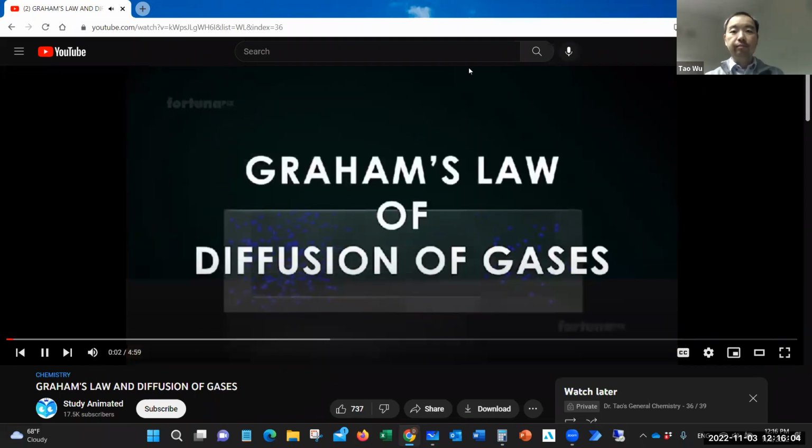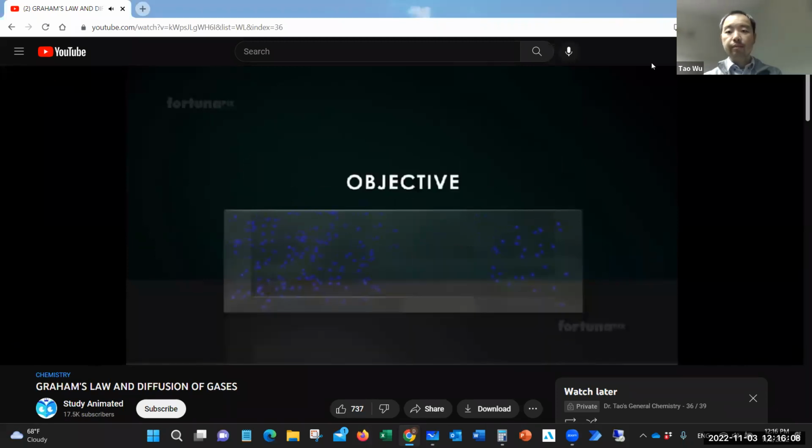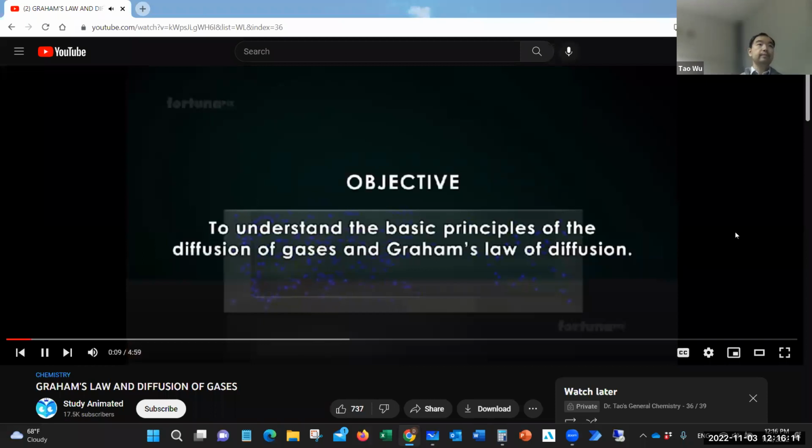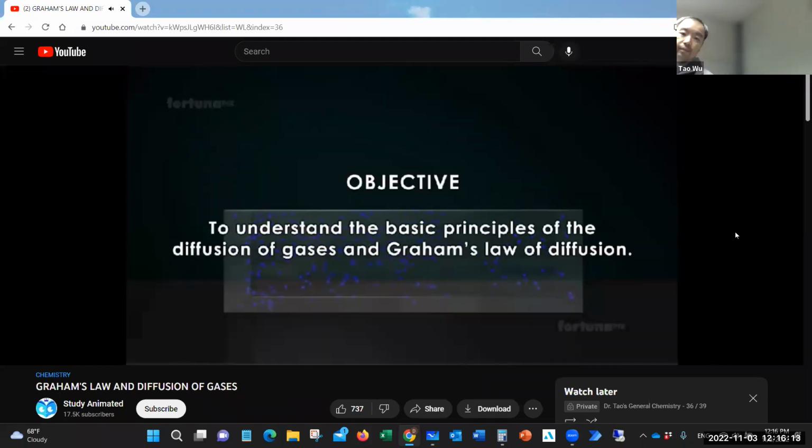Graham's law of diffusion of gases. Objective: to understand the basic principles of the diffusion of gases and Graham's law of diffusion.